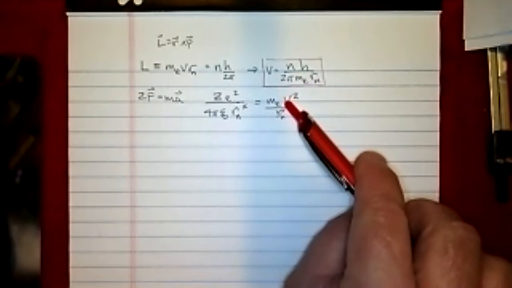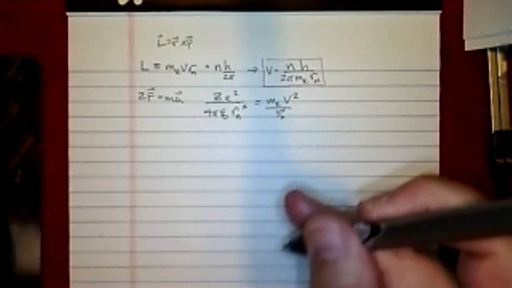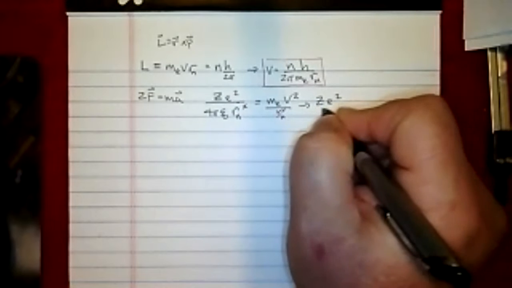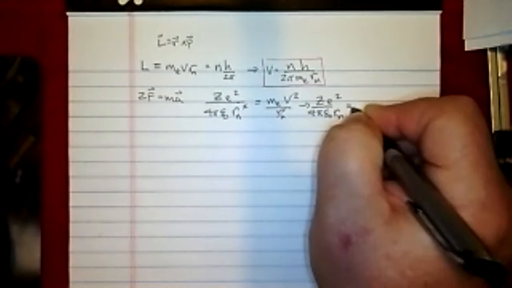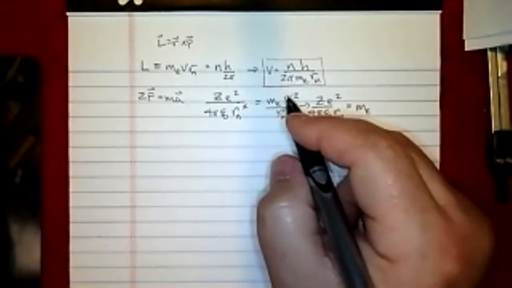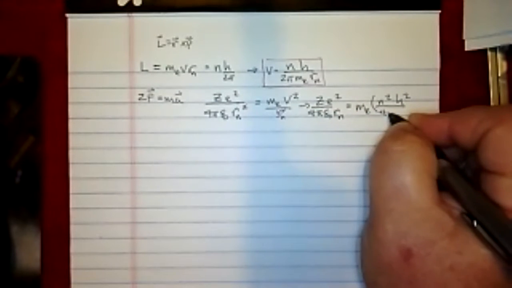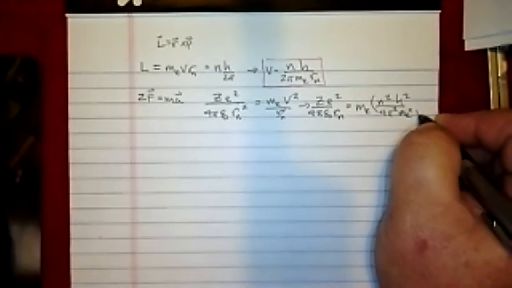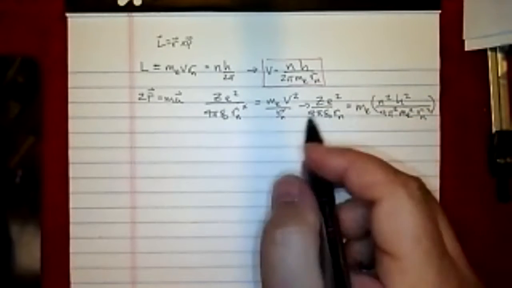So let me start by plugging in that velocity from there. Okay, so I'm going to take this velocity and plug it into here. And now that I've canceled out one of the Rn's, that'll give me Ze squared over 4 pi epsilon naught Rn is equal to me, the mass of the electron, times the velocity squared, which is going to be n squared h squared over 4 pi squared me squared Rn squared. So that's the new expression we have.